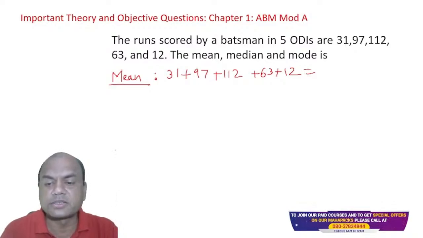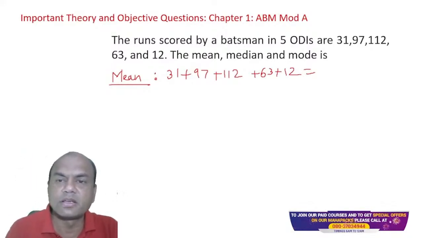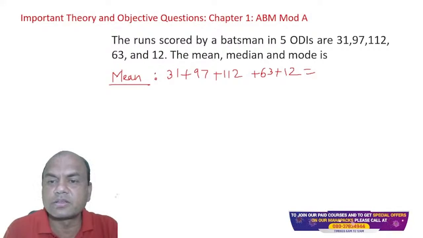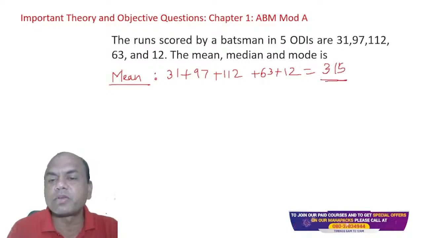31 plus 97 plus 112 plus 63 plus 12. So the answer you get is how many? Yes, comment section, everyone. 315. Correct. So mean is what? 315 divided by the number of elements. How many elements are there? 5. So 315 upon 5. So it is 63. This is my mean.